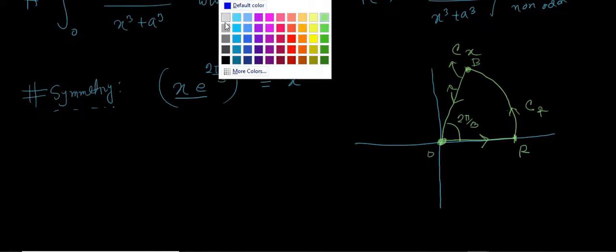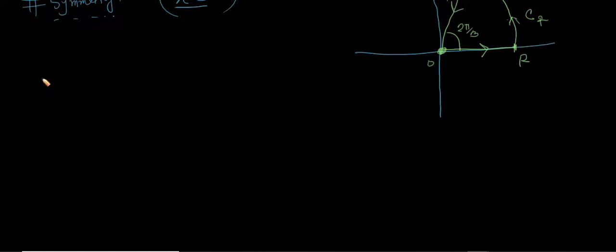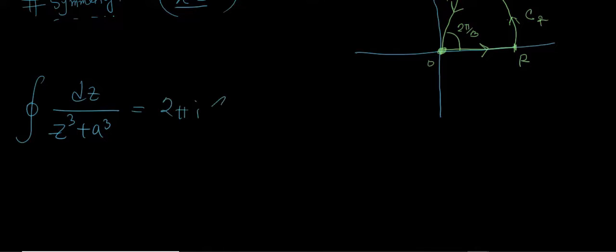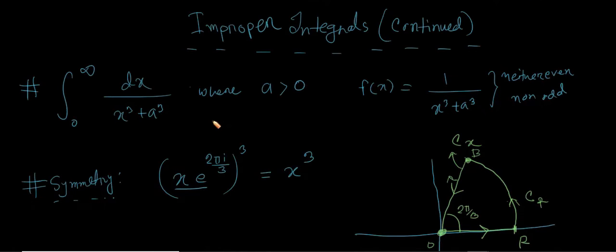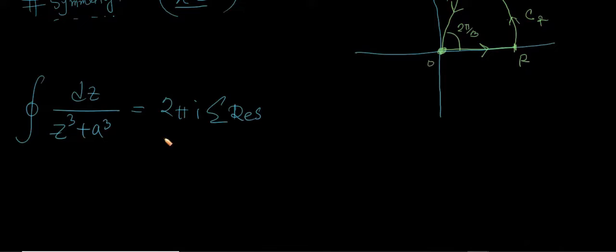So the first thing we are going to do is use the residue theorem. The residue theorem tells us that this integral along this closed contour will be 2 pi i times the sum of the residues, right? And to find the residues, you need to find the points where this function is singular, that is, the poles or the singularities. You can see that z cube plus a cube will have one of the poles inside this contour.